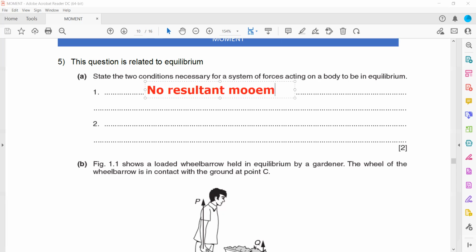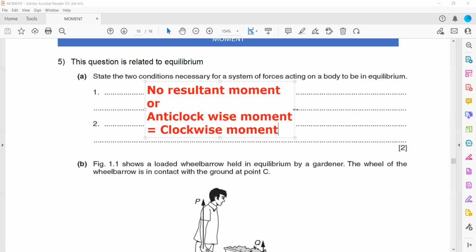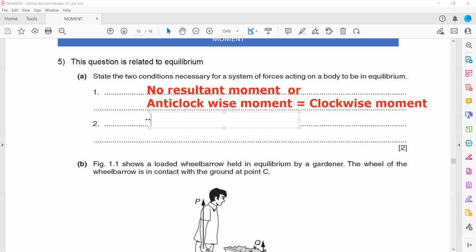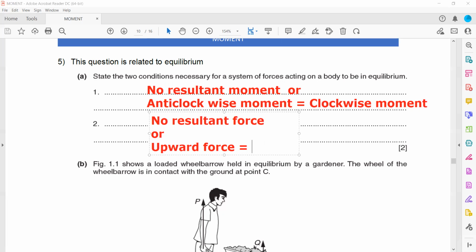Or we can also say the clockwise moment is equal to the anti-clockwise moment. That is one condition. And the second condition, there is no resultant force. Or we can say that the total upward force is equal to the downward force. So these are the two conditions. Either you can just mention no resultant moment, no resultant turning effect.